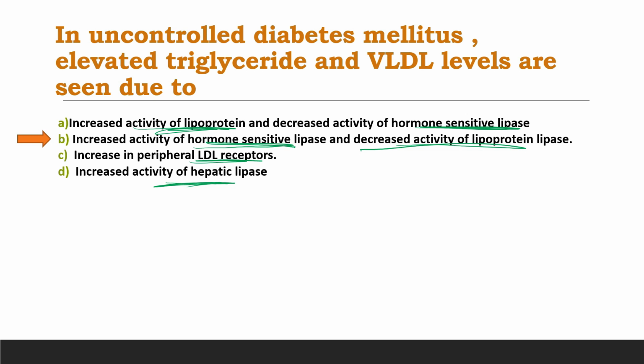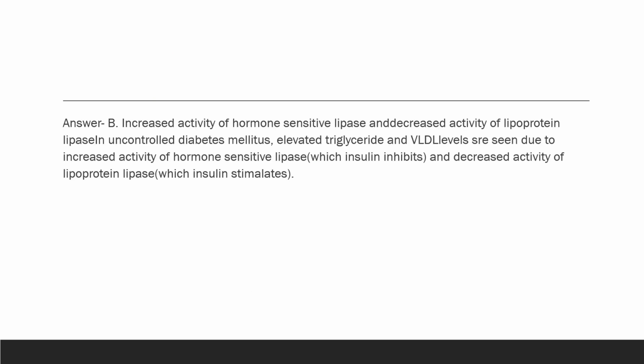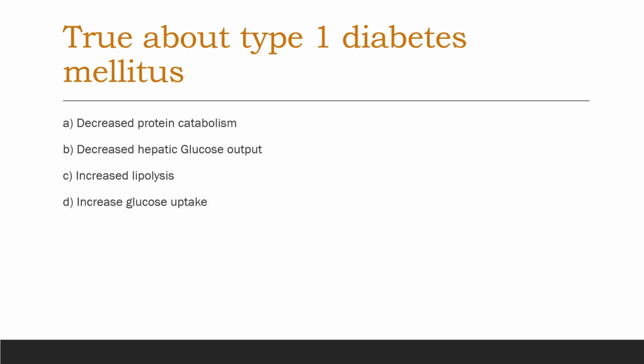Hormone sensitive lipase is the enzyme responsible for breaking down triglyceride into fatty acids. The correct explanation is that in uncontrolled diabetes mellitus, elevated triglyceride and VLDL levels are seen due to increased activity of hormone sensitive lipase, which insulin inhibits, and decreased activity of lipoprotein lipase, which insulin stimulates.